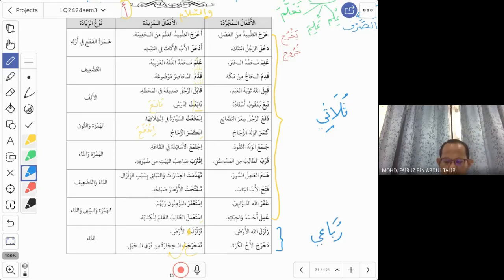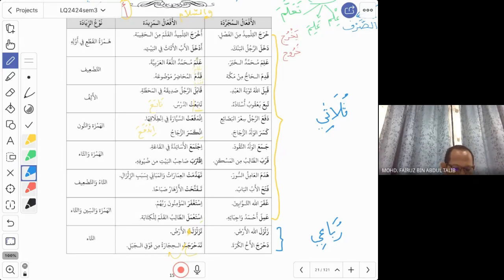Rubai. Okay, so these are the 2 terms that you need to know as well. So when we talk about fi'il sulasi, fi'il mazid, and fi'il mujarrad, we will talk about this sulasi and also rubai. So sulasi means it refers to 3-letter fi'il, and rubai refers to 4-letter fi'il. That is about sulasi and rubai.